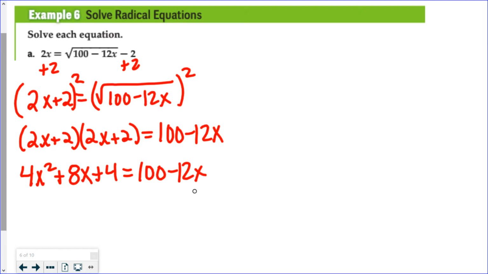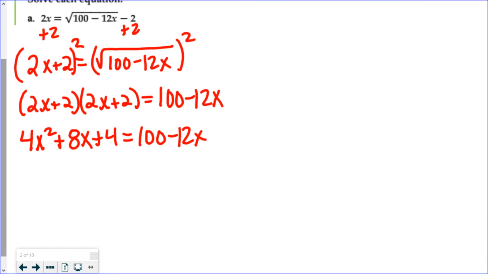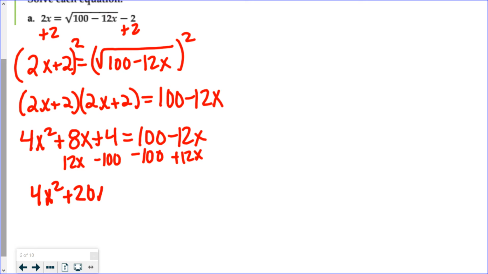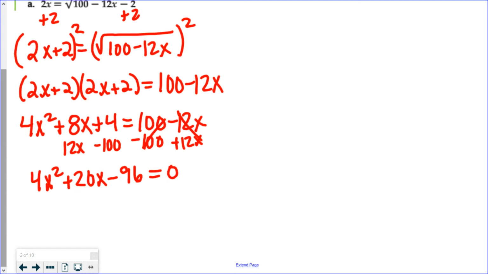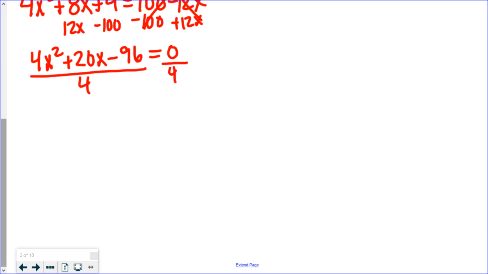In order to factor them, we've got to get everything over to one side and get it set equal to 0. So I'm going to subtract 100 from both sides, add 12x to both sides. I get 4x squared. 12x plus 8x is 20x. Negative 100 plus 4 is negative 96. The other side cancels out, so it's just equal to 0. I can factor it as is, but I see that I've got a common factor of 4. 4 goes into 4, 20, and 96. If I divide that off, it's going to make my numbers a lot smaller, which will help with my factoring.